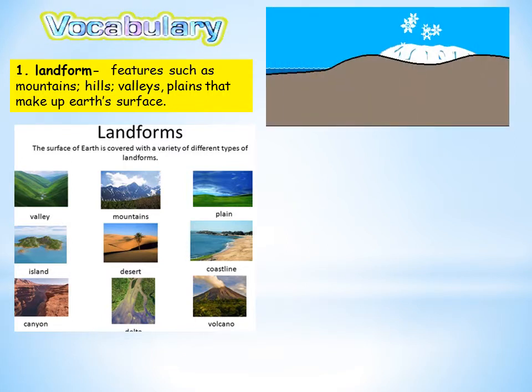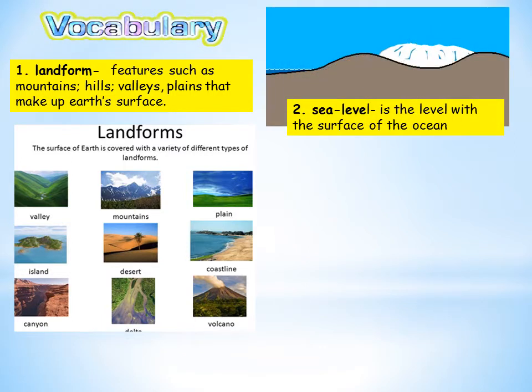Alright, so let's proceed to number 2. We have sea level. It is the level with the surface of the ocean, or in other words, it is the average height of the ocean.